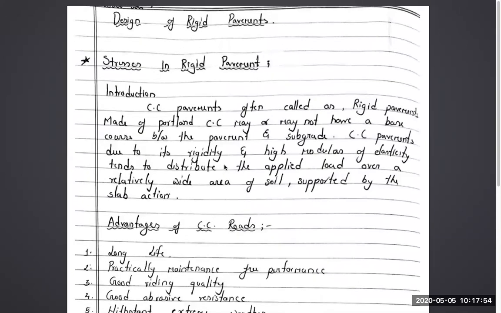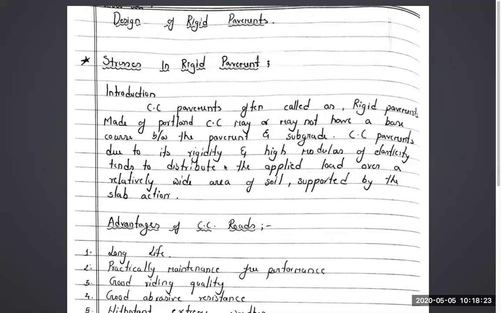Now, design of rigid pavements. In this module, we are discussing mainly the analysis part. In the previous module, we discussed the evaluation part, like what are the different failures. But in this module, we'll be discussing what are the stresses which are caused in rigid pavement and how do we analyze those stresses.